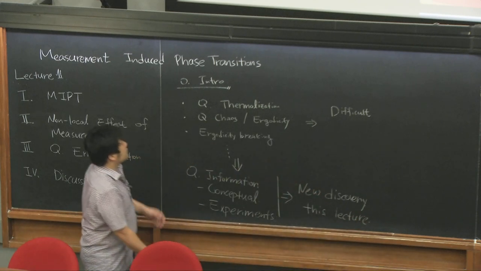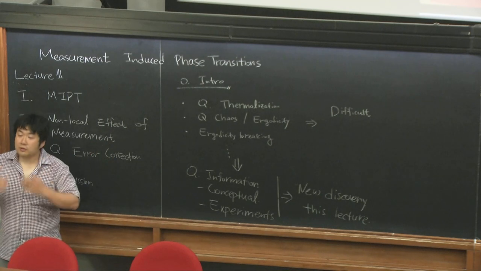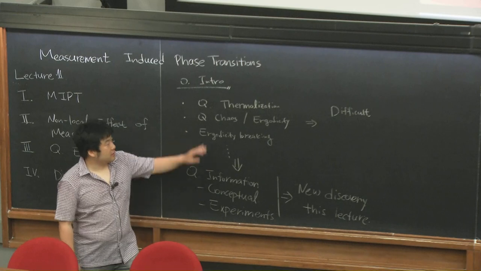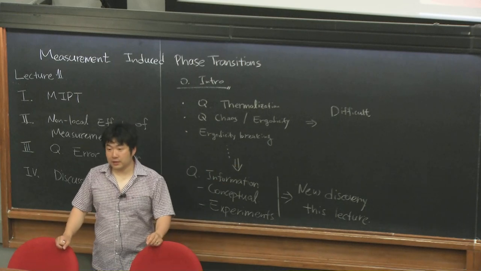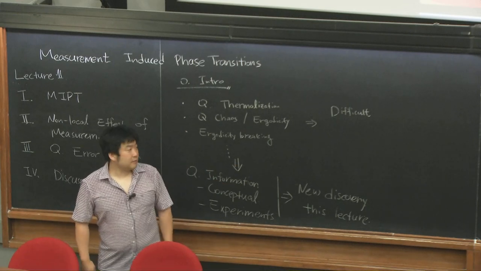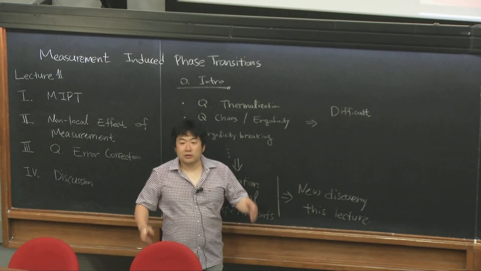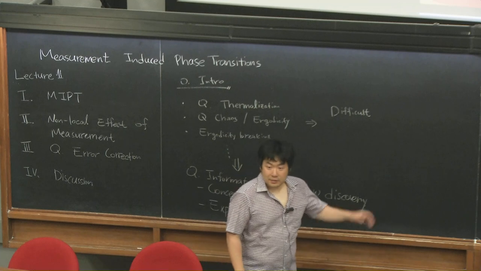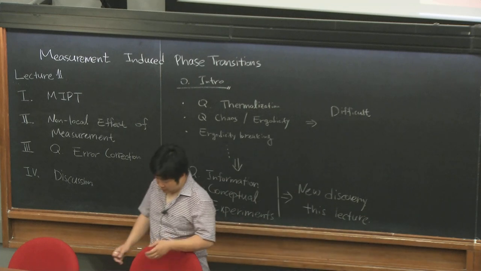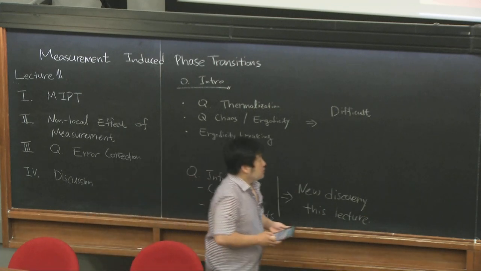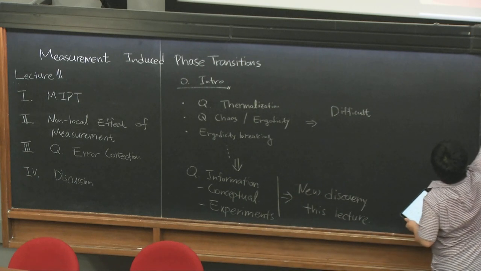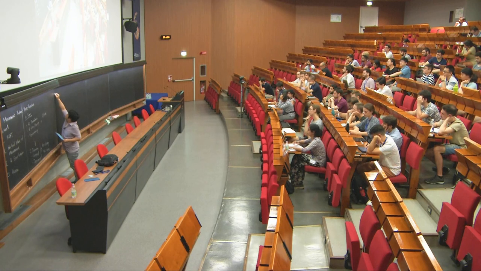The measurement-induced phase transition is a particular example where we are using quantum information tools to understand out-of-equilibrium quantum many-body dynamics. And at the same time, we just realized that there's a rich phenomenon that we have never imagined to exist, but it seems to exist. And that's what we are going to talk about today. So the first part of my lecture would be introducing measurement-induced phase transitions.